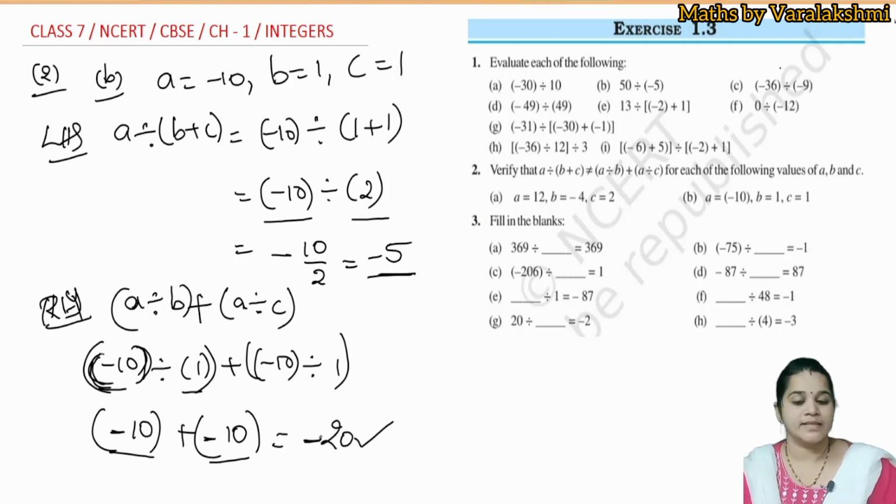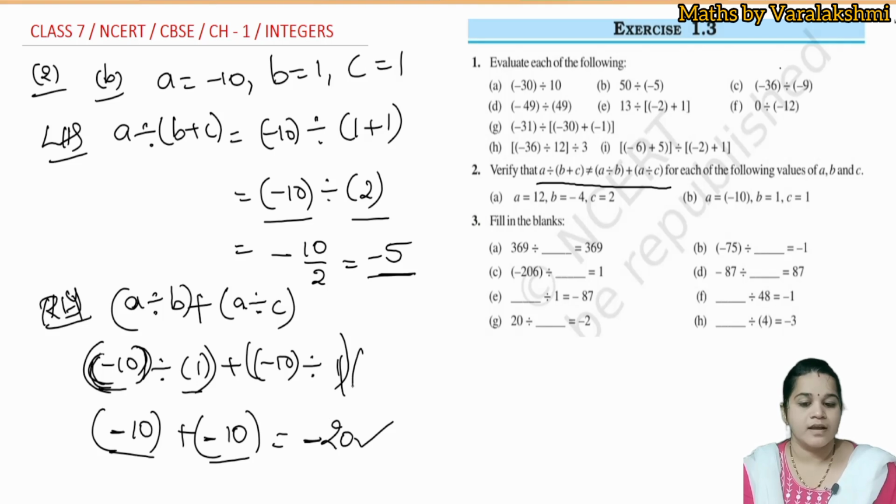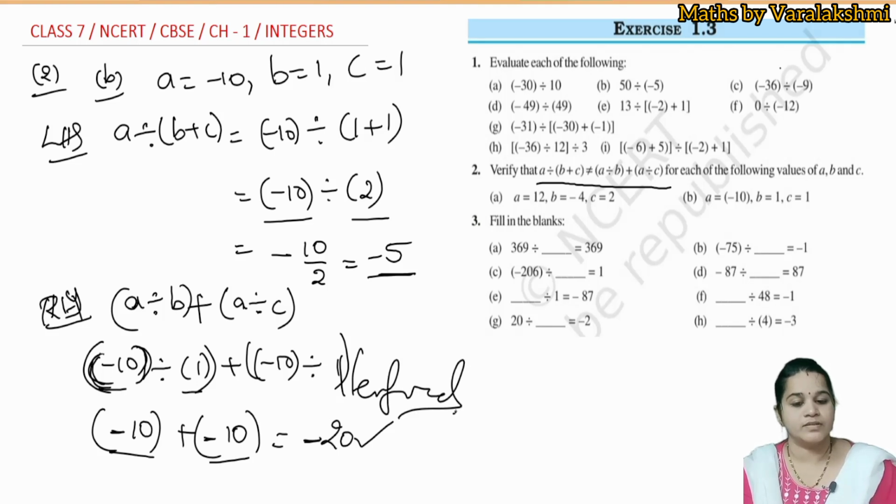Here LHS is minus 5, RHS is minus 20, so both are not equal. Hence the given condition a divided by (b plus c) not equal to a divided by b plus a divided by c is verified. So we just simply write hence verified.